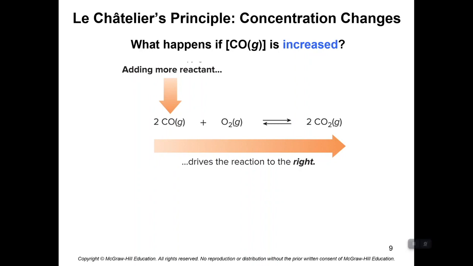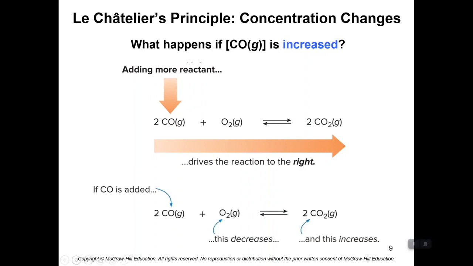Because when I added that carbon monoxide, I changed the concentration of my reactant. So I'm no longer at equilibrium. So what this means is that when I add carbon monoxide, I have excess of that. And so that means it will be able to react to make more product until it reestablishes that equilibrium again.